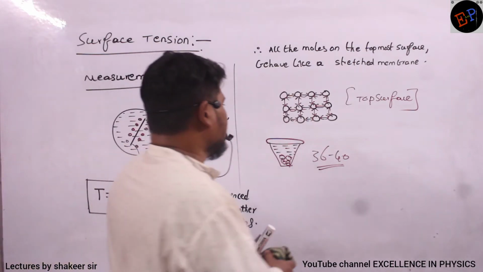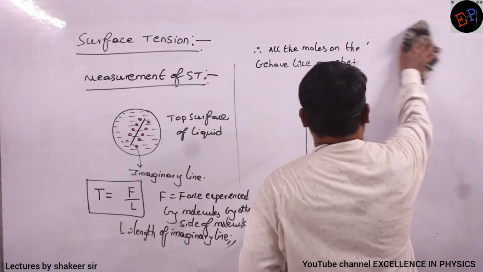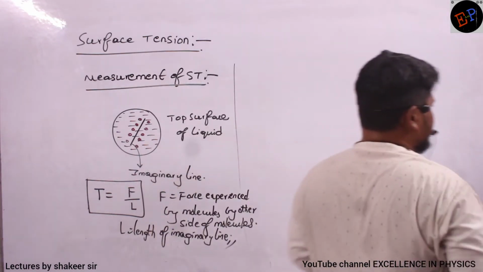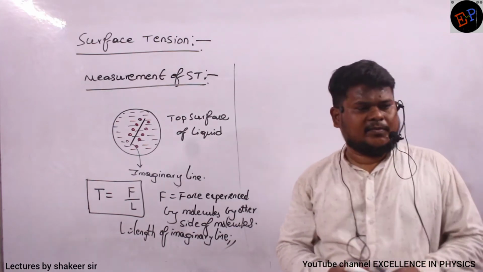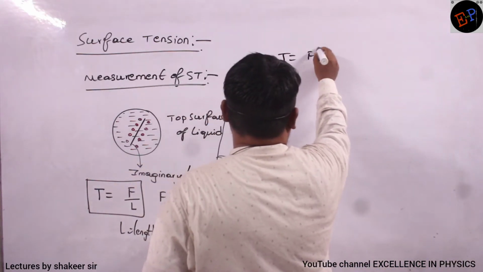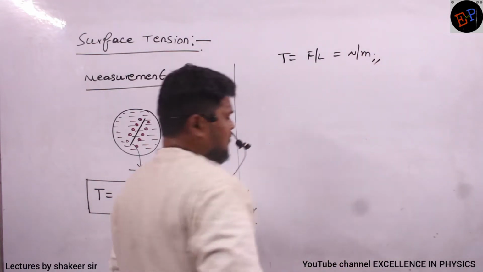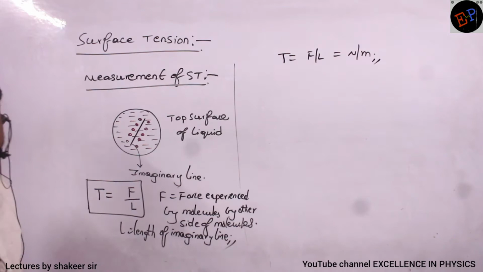Clear? So what will be the unit of surface tension? The unit of force is Newton, the unit of length is meter, so Newton per meter. So surface tension T is equal to F by L, and Newton per meter is the unit of surface tension. Is it clear? That is called surface tension.